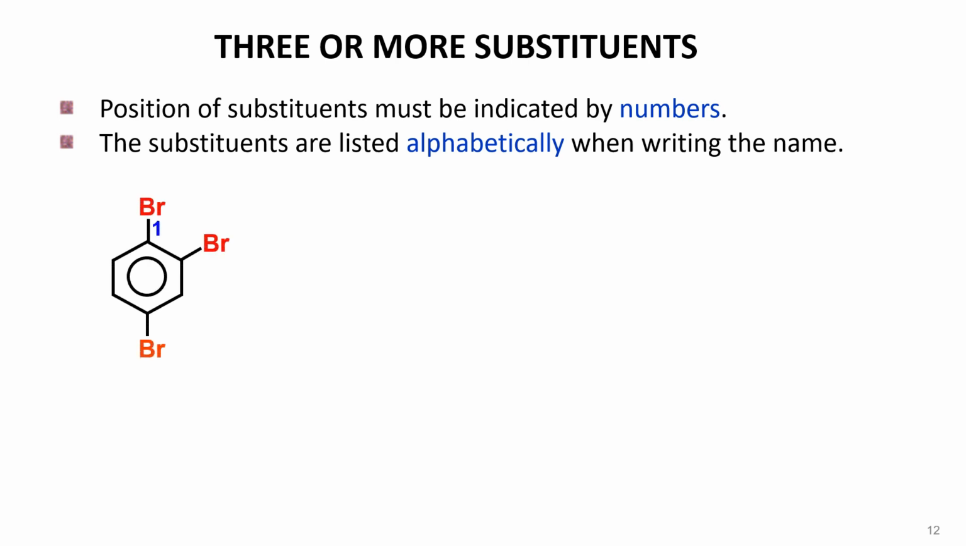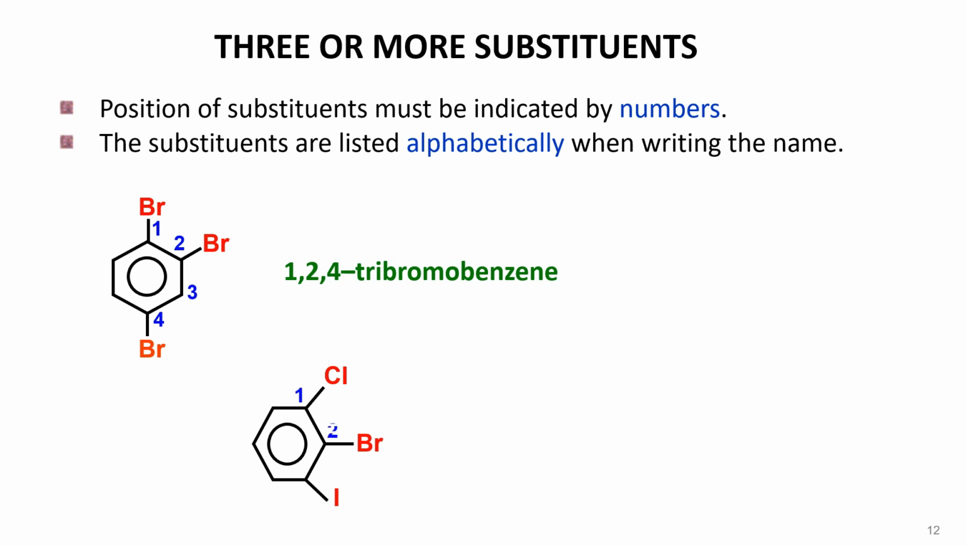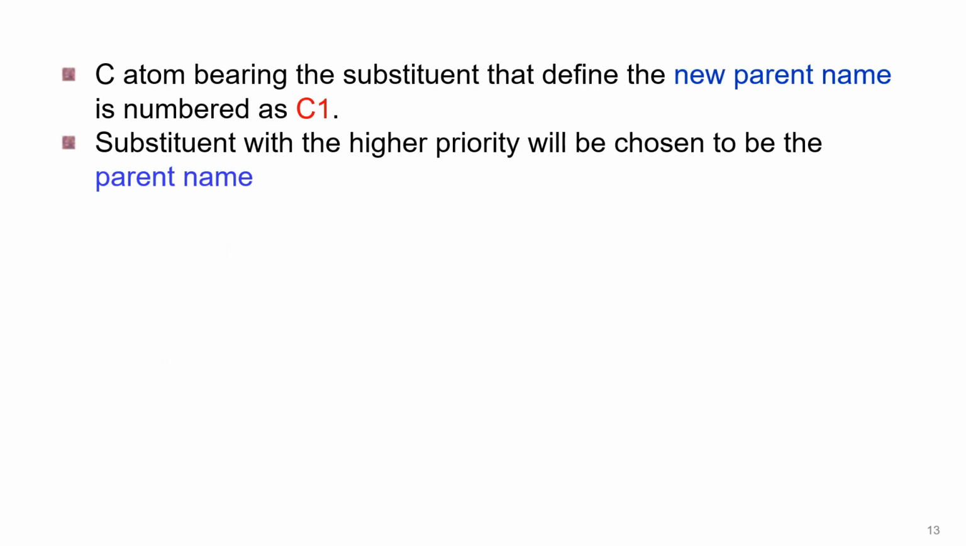Example 1: 1,2,4-tribromobenzene, and example 2: 2-bromo-1-chloro-3-iodobenzene. The carbon atom bearing the substituent that defines the new parent name is numbered as carbon 1. The substituent with the higher priority will be chosen to be the parent name.